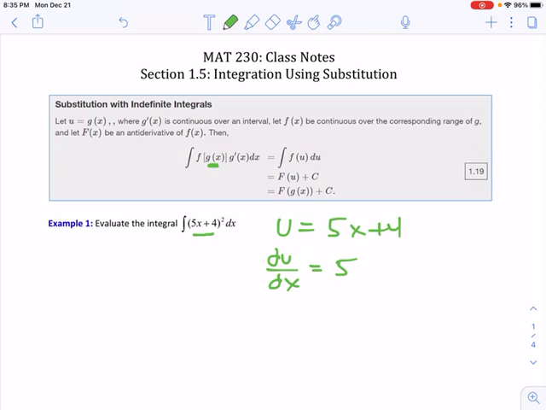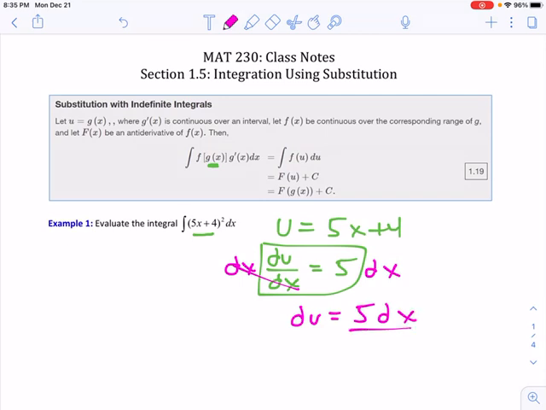Then what I like to do, and there are different ways of doing this, and different instructors have slightly different techniques, is to solve this little equation for dx. To do that, we would multiply both sides by dx, and they cancel out here. So we have du is equal to 5 dx, and then divide by 5. So we have dx is equal to du divided by 5.